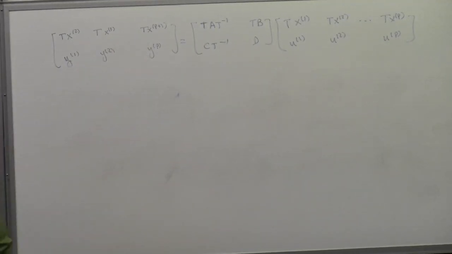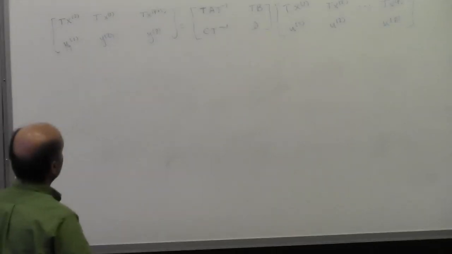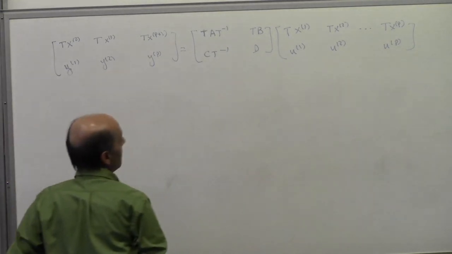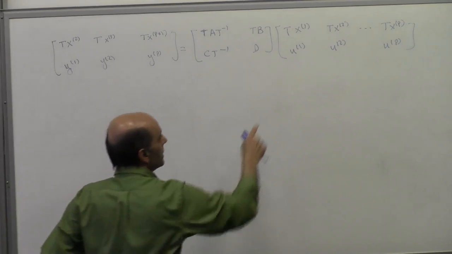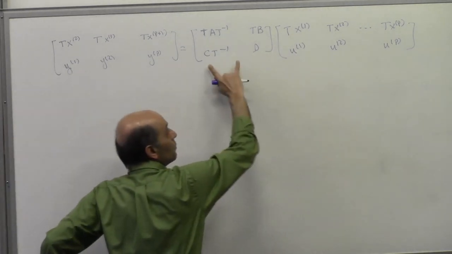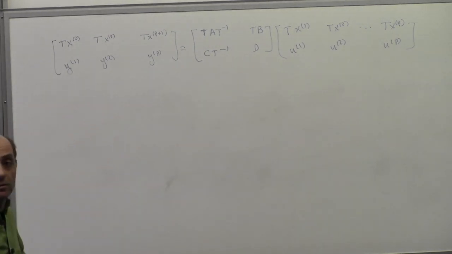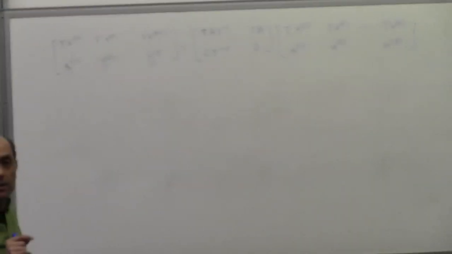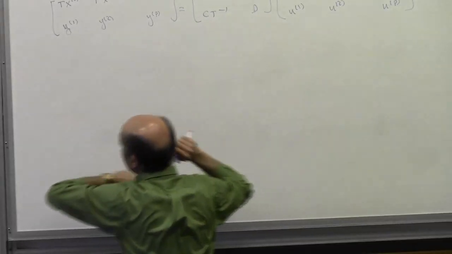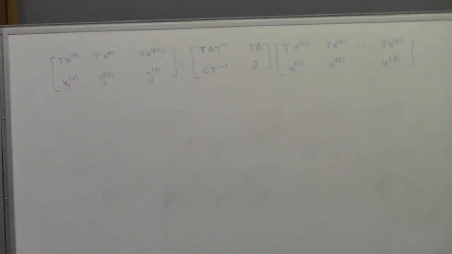Okay, so the point of this exercise was to show you that I have y from 1 to p, I have u from 1 to p, but if I just multiply my unknown x's by a matrix T, an unknown matrix T, I get precisely the same outputs from the same inputs, but with different a's and b's. So the point is, I can produce for you the same outputs from the same inputs with very different A, B, C, D than before. So there is no unique solution.